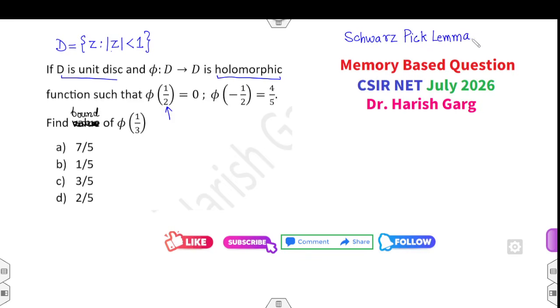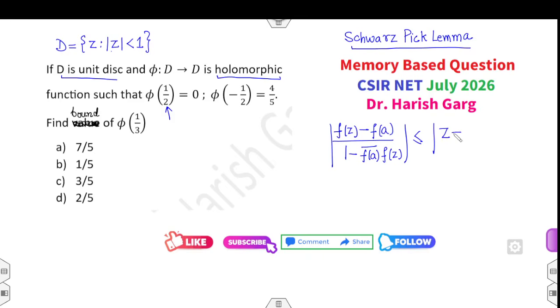The Schwarz lemma and the Pick lemma never give you a value at equality, they always provide you a bound, an upper bound. So what is the result for the Schwarz-Pick lemma? Mod of f of z minus f of a divided by 1 minus complex conjugate of f of a into f of z is less than or equal to mod of z minus a divided by 1 minus conjugate of a into z, where f of a is my 0.